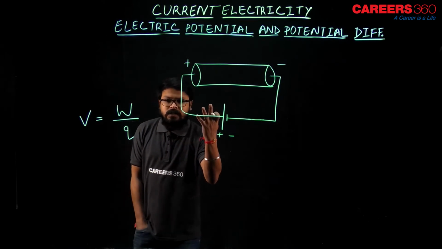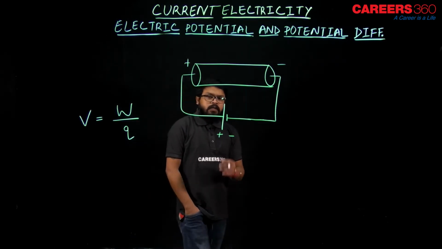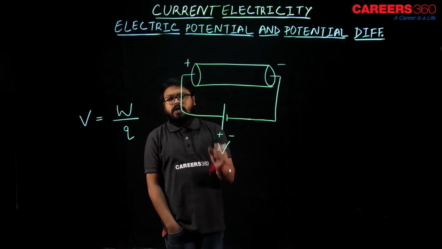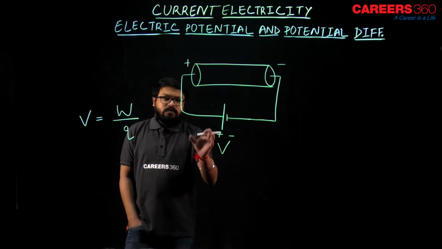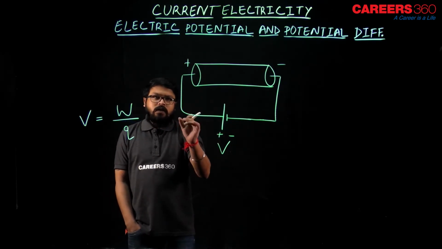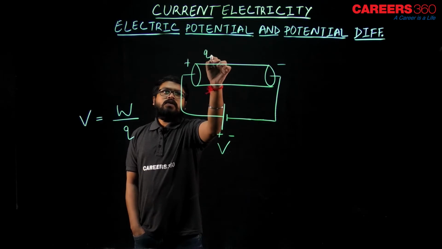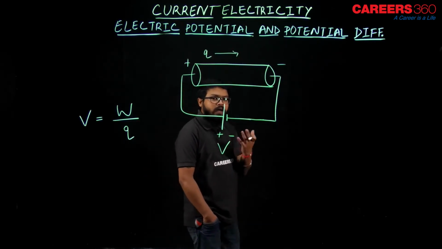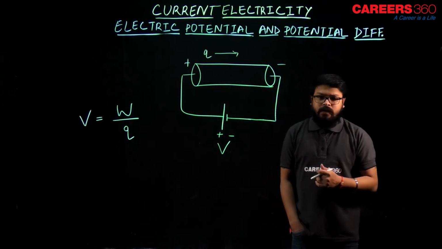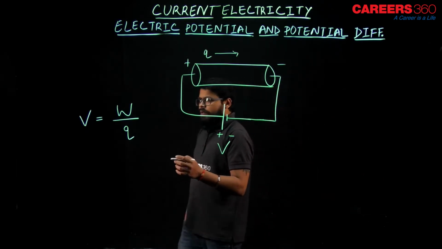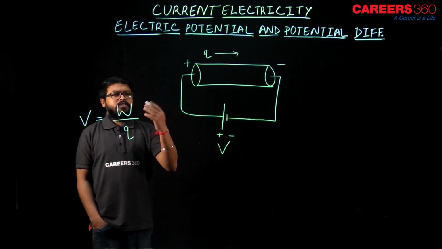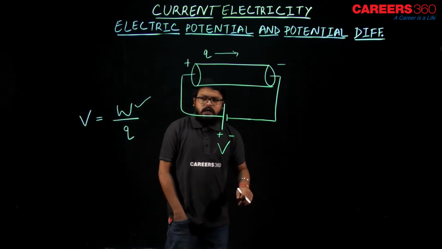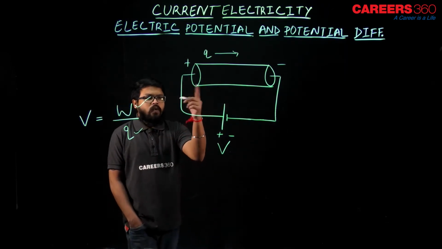So, in our electric current case, suppose this is a cell or battery and its potential difference, or simply potential, is given by V. The V does the work to make charge Q flow from one end to the other, and the charge flowing from one end to the other is nothing but current. I hope you know that, right? So, the electric potential and potential difference is nothing but the work done by the battery or the cell in order to move the charge Q from one end to the other end.